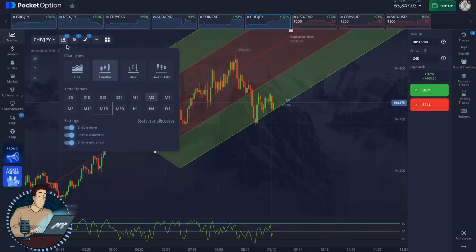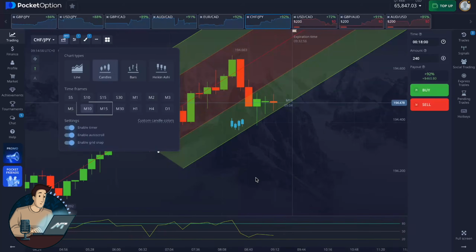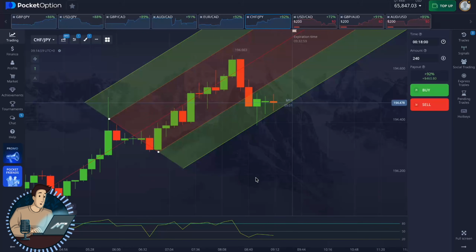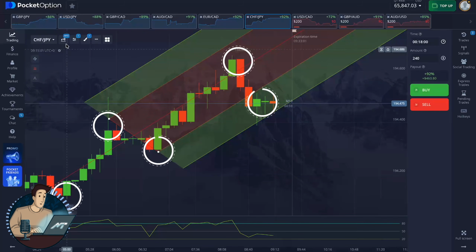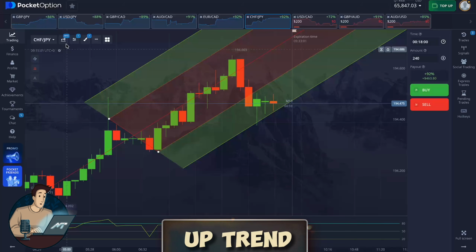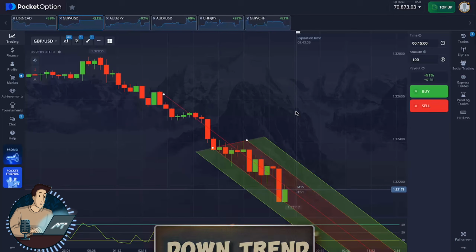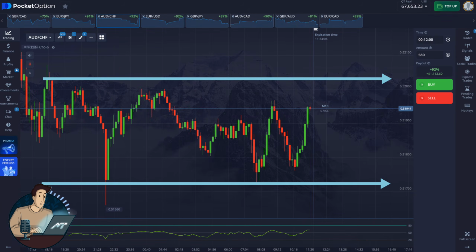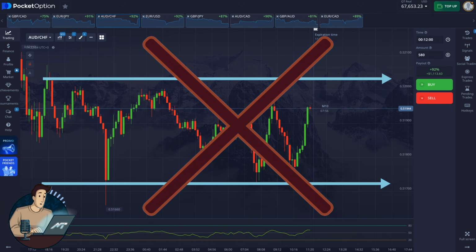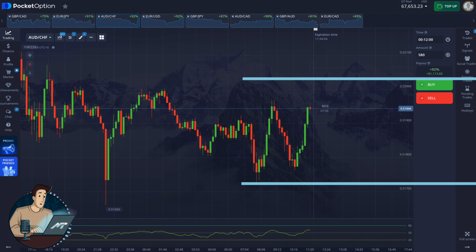Open the higher time frame, M10 or M15. Your only job here is to understand the structure. Are highs and lows moving up? That's an uptrend. Moving down? Downtrend. Not consistent? Skip it. You want a clean, stable trend.